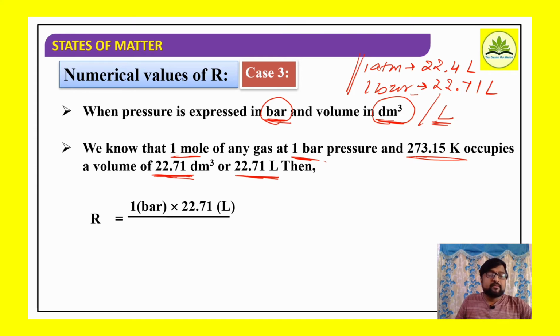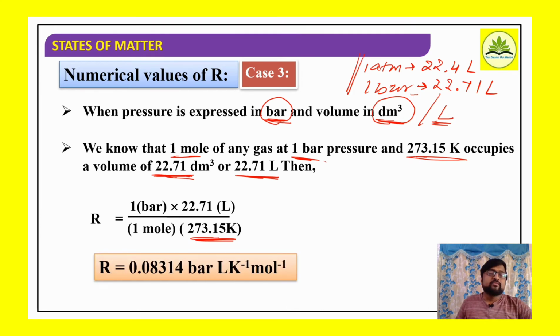So R is equal to 1 bar pressure, into volume 22.71, divided by again 1 mole, and temperature is 273.15 Kelvin. If you simplify this, R value on simplification we get 0.08314 bar liter per Kelvin per mole is the unit.